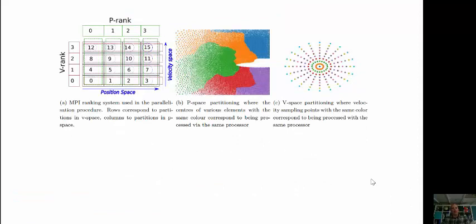Now, up until the work done on this project, the parallelization of the code had been done using just partitioning of the physical space using a classic Metis approach.